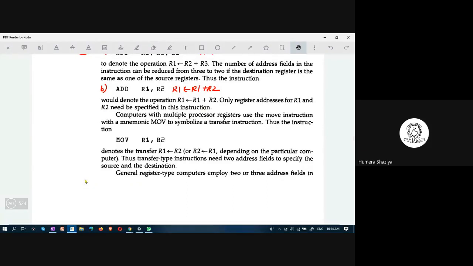Here, this is about moving the contents from one register to another register. Move symbolizes a transfer operation. This transfer operation indicates that it can be R1 is equal to R2, depending on the particular computer and the format. Here it can be R1 equal to R2, where R1 is the destination, or you can create a format in which R1 is the source. When R1 is source, it is like R2 equal to R1. When R1 is destination, you are transferring R2 contents into R1. When R1 is source, you are transferring contents of R1 into R2. This is with respect to transfer.